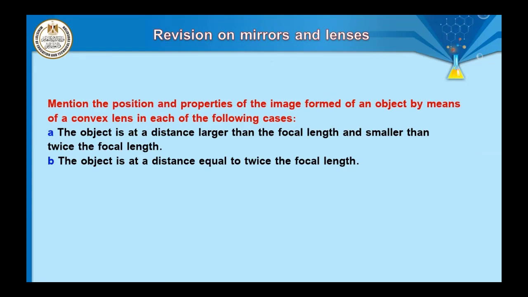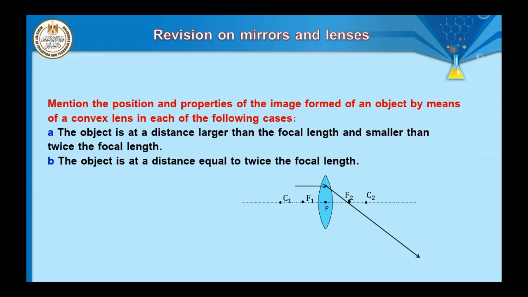Mention the position and the properties of the image formed of an object by means of a convex lens in each of the following cases. Number A, the object is at a distance larger than the focal length and smaller than 2x focal length. This means that the object is between the focus and the center. Number B, the object is at a distance equal to 2x focal length.